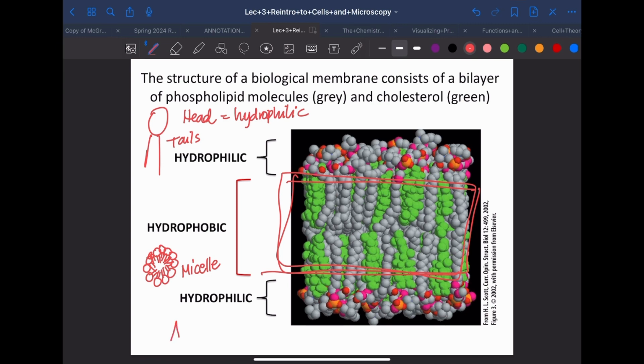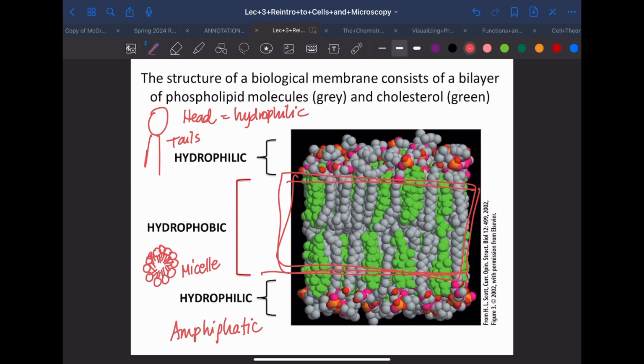And there was that word that we mentioned also, amphipathic. It just means that it has both hydrophilic and hydrophobic portions on the molecule itself. Cholesterol we'll talk about in just a little bit, but it is that green part that you see there in the membrane.